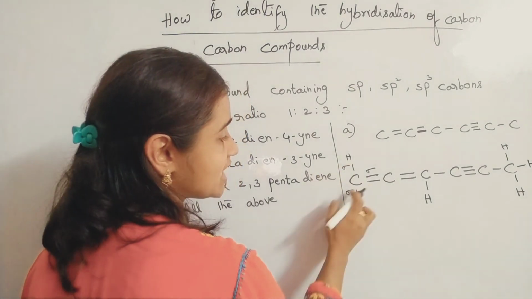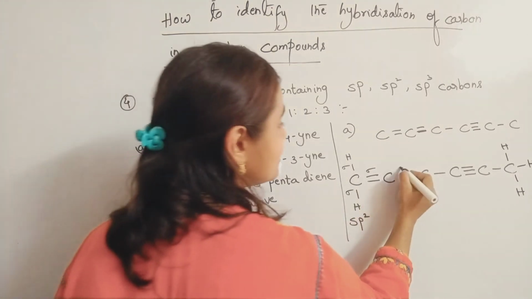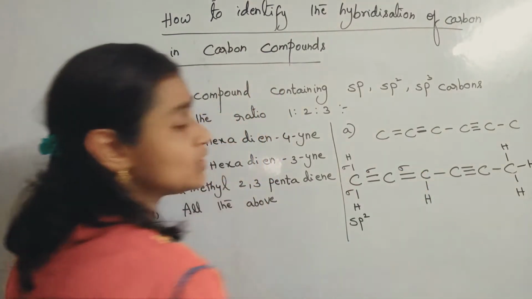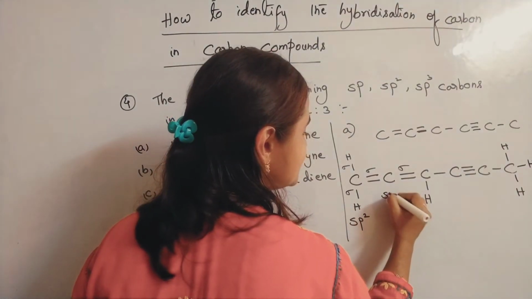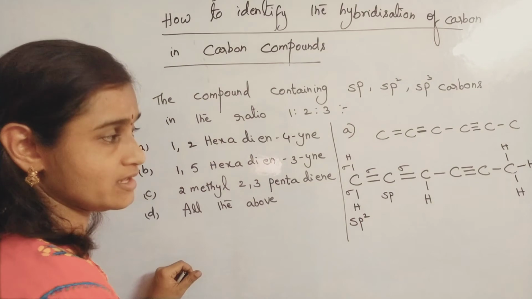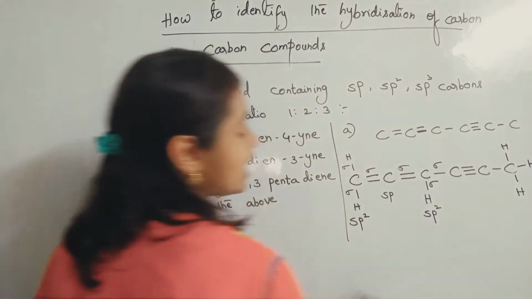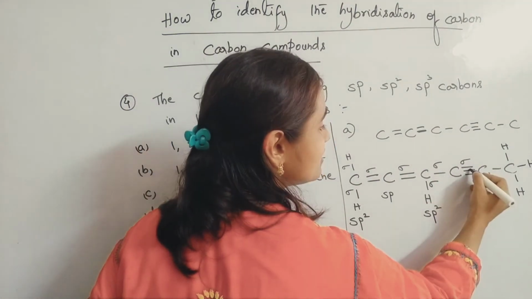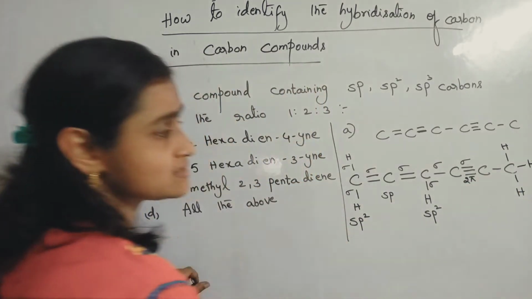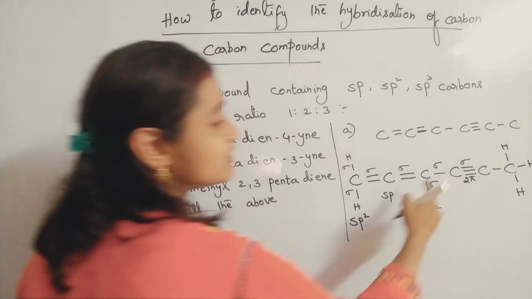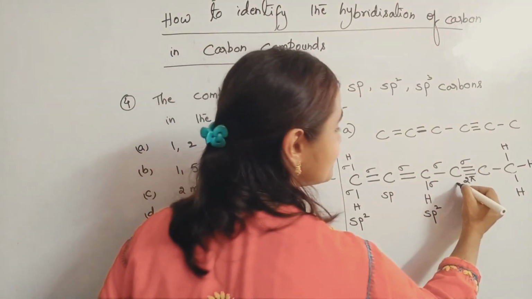For the first carbon you are finding 3 sigma bonds, which means it is sp2 hybridized. Here you are finding only 2 sigma bonds, which means it is sp. Lone pairs are not there, right? And here you are finding 3 sigma bonds, that is sp2. Here there is 1 sigma and a triple bond, meaning 1 sigma and 2 pi bonds. So for this carbon only 2 sigma bonds and 0 lone pairs, that means it is sp hybrid.